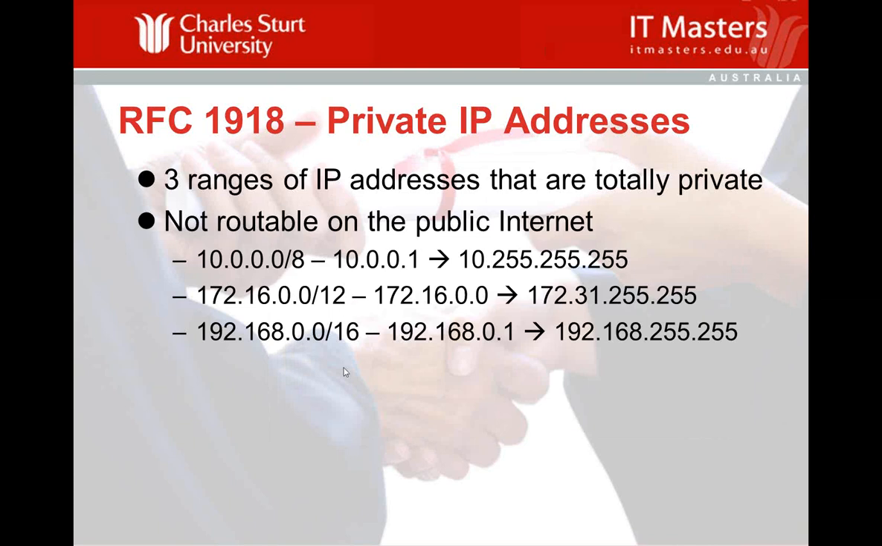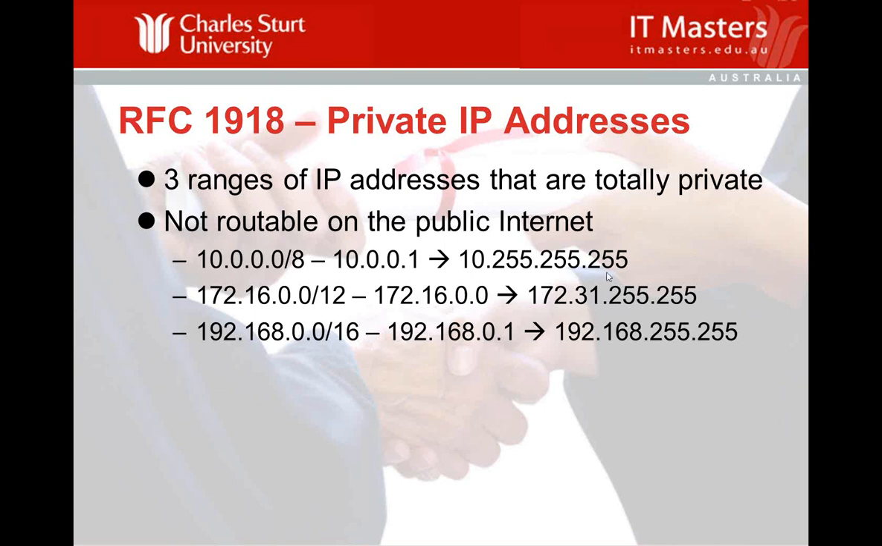And the three ranges are these. First, 10.0.0.0/8, which uses a subnet mask of 255.0.0.0. The valid IP addresses you can use in that range are 10.0.0.1 through to 10.255.255.255. Secondly, there's a Class B range as well, so there's one in each class: 172.16.0.0/12. That's using 12 bits in the subnet mask, the 255.240 subnet mask I had up before. Valid addresses go from 172.16.0.0 to 172.31.255.255. And we'll see a bit later on how you work out this 16 to 31.